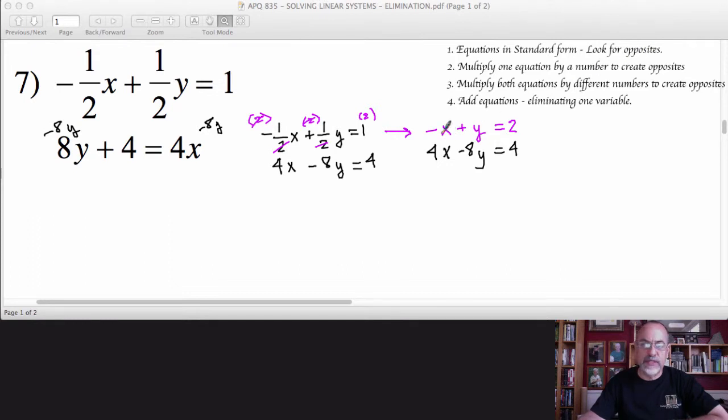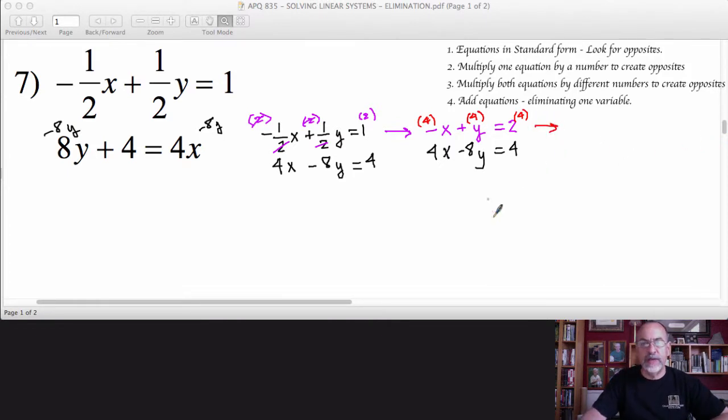I look for opposites. The x's are not opposite, the y coefficients are not opposites. So we then look, can I multiply one equation by a number to create opposites? And again, I can do that here because all I have to do is multiply this 1x by a 4 to give me negative 4, and then those x values are going to be opposites. I could also do the y here, multiply by 8, and then the 8 and negative 8 would be opposites. So I have options here. But I like to multiply by smaller numbers if I can, so I'm going to use the number 4. So I'm going to multiply this first equation by the number 4 in order to make those x coefficients opposite.